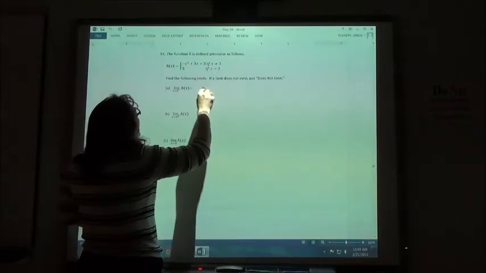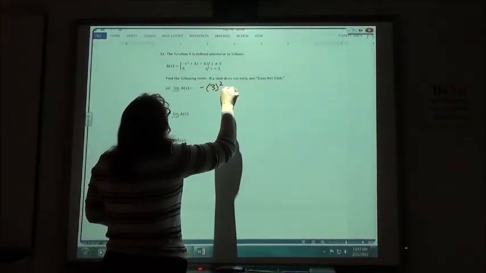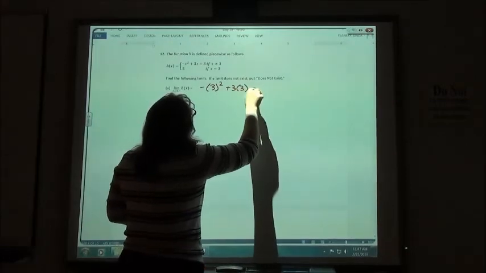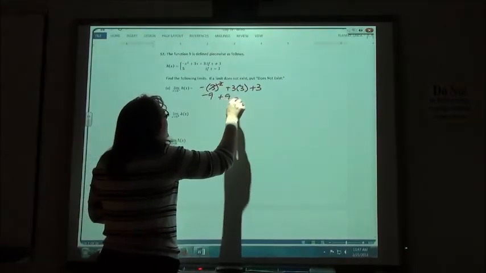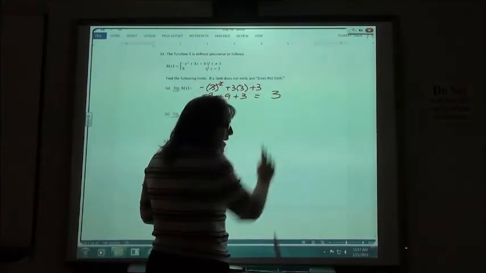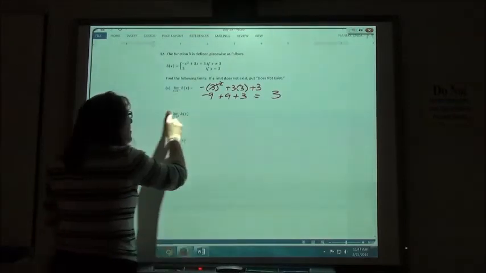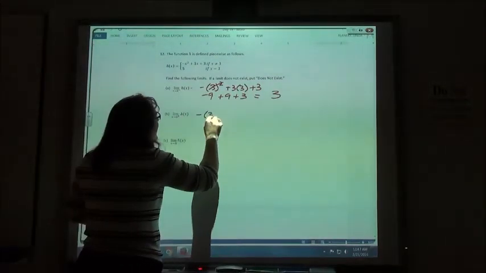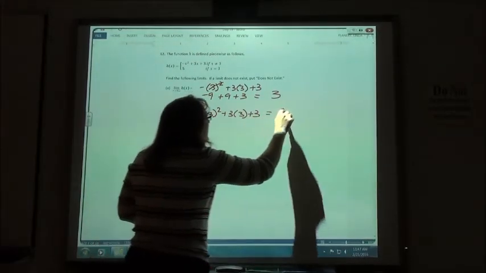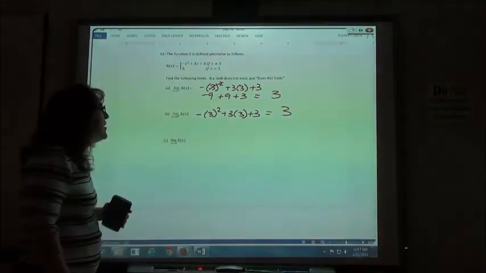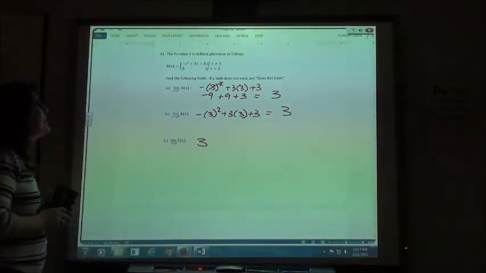So I'm going to have -3 squared plus 3 times 3 plus 3, which gives me -9 plus 9 plus 3, which happens to be 3. I'm using the exact same equation for this one, so I'm going to get the exact same answer. So the limit as x approaches 3 is going to be 3 because I get the same answer for both of them.